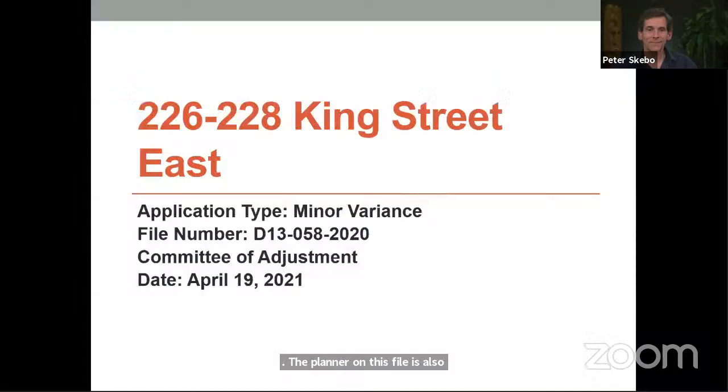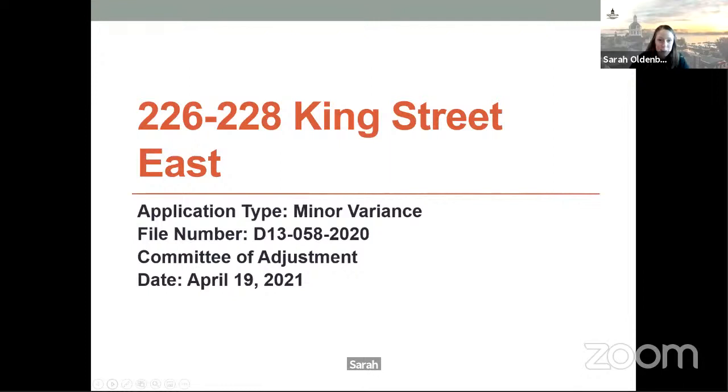All right, and thank you and through you, Mr. Chair. Again, my name is Sarah Oldenberger and I'm a planner at the City of Kingston. This application is a minor variance application for 226 and 228 King Street East. All right, can I get the next slide, please?